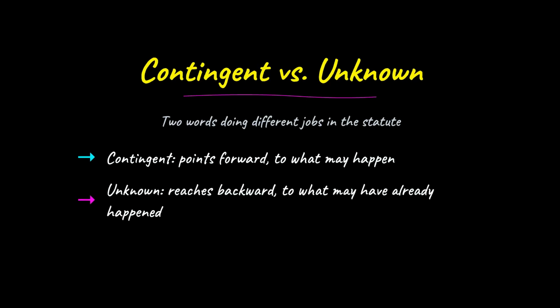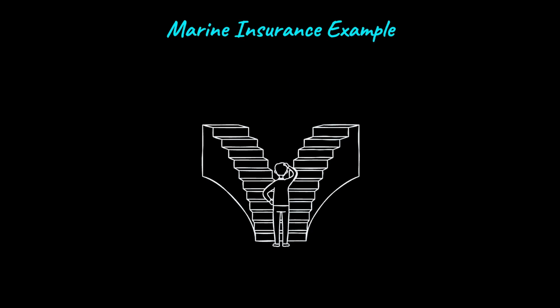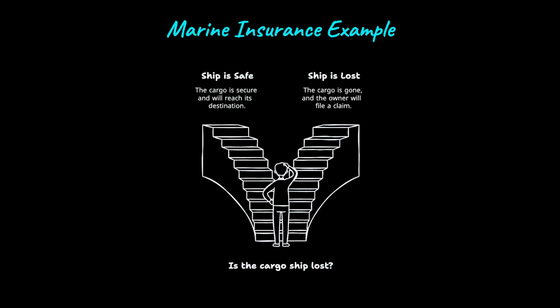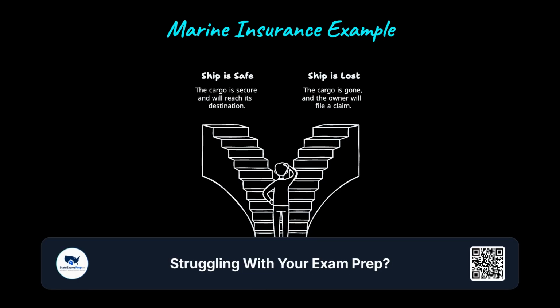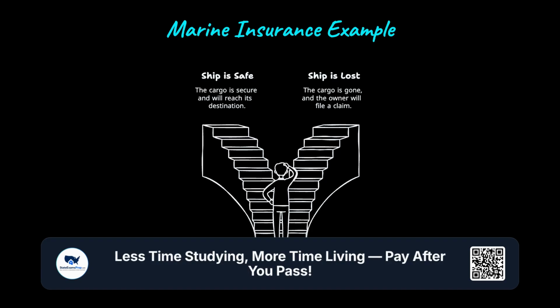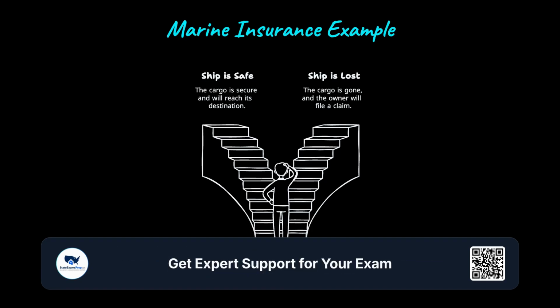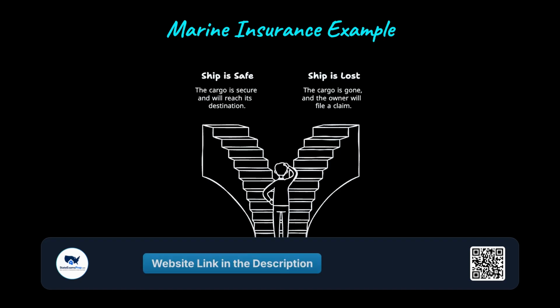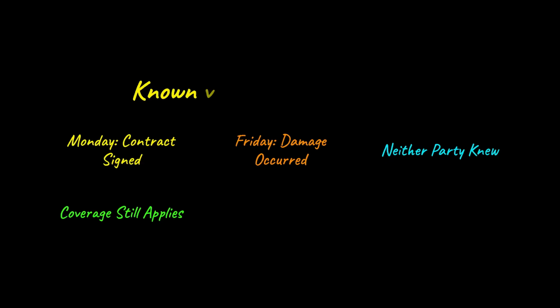Contingent naturally suggests the future, but unknown reaches backward too, covering something that already happened but hasn't been confirmed by anyone yet. Marine insurance is the historical home of this rule. A cargo owner buying coverage could not know whether a ship already out of contact was safe at sea or lost days earlier in a storm. So the law lets a past event stay insurable as long as it remains genuinely unknown.